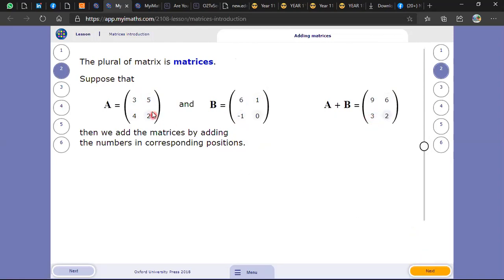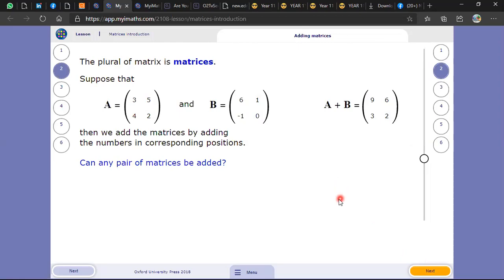And lastly, you add 2 plus 0, elements in the same position added together, and then you have 2 there. So that is the pattern of how to add matrices together. Now, can any pair of matrices be added?